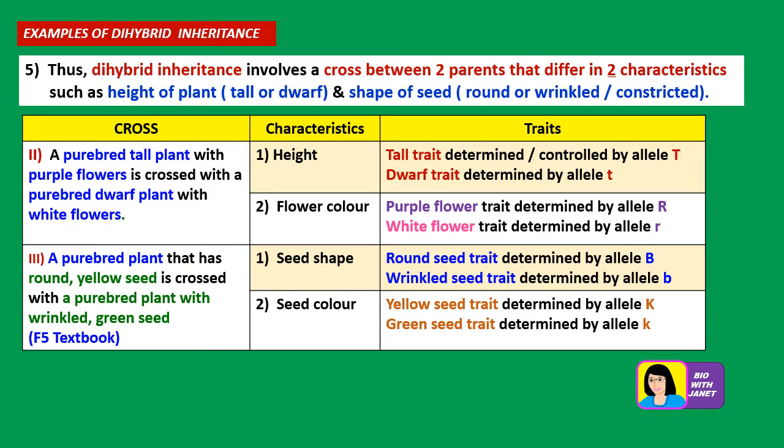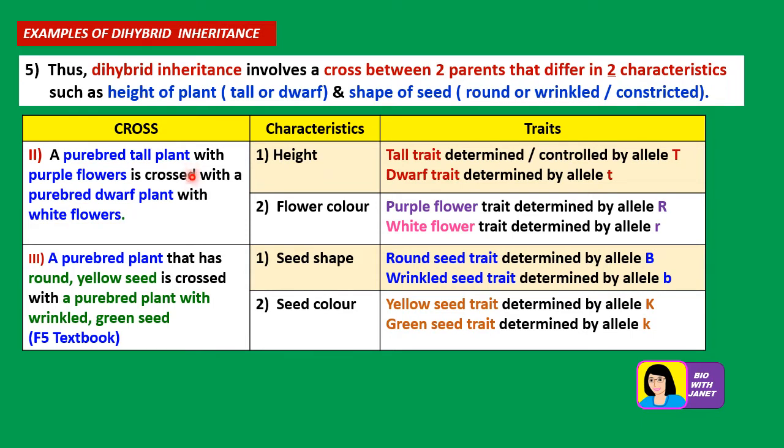So to summarize what we discussed in the previous slides, dihybrid inheritance involves a cross between 2 parents that differ in 2 characteristics, such as height of plant, either tall or dwarf. This is the first characteristic, height, and the second characteristic may be shape of seed. The traits may be round or wrinkled seed. In the textbook they use the word constricted instead, but it means wrinkled. So here are examples of 2 crosses. We are going to discuss the first one.